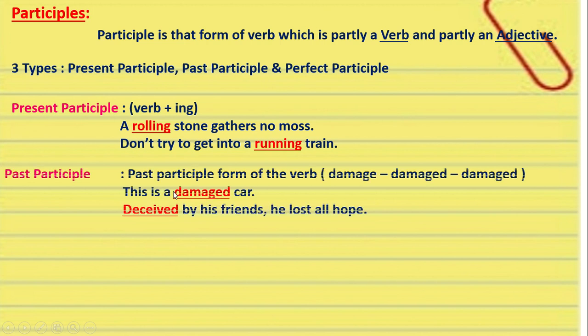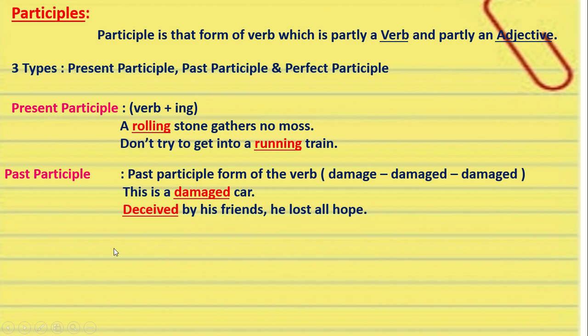Here comes past participle, the past participle form of the verb. In junior classes, we learned the strong verb and weak verb. That is the thing we'll discuss here. Look, here the verb damage is in base form or present form, then past form, and next past participle form. When this past participle form acts as an adjective, then it is called a pre-modifier. Look, this is a damaged car. Deceived by his friends, he lost all hope. These underlined words are past participles.